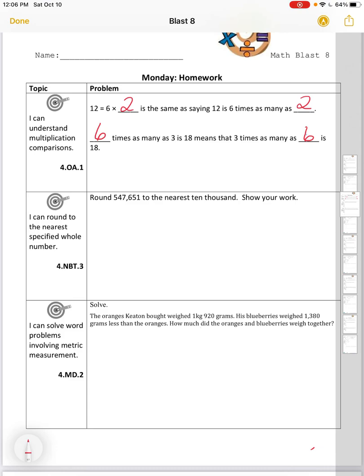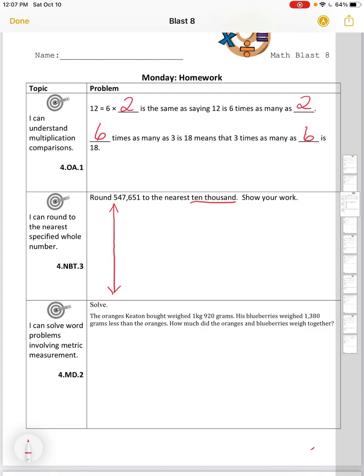I can round to the nearest specified whole number. Round 547,651 to the nearest 10,000. Show your work. Well, I'm going to use a vertical number line to do my rounding here. It's important we know what place value we're rounding to. So in the directions, it said round to the nearest 10,000.